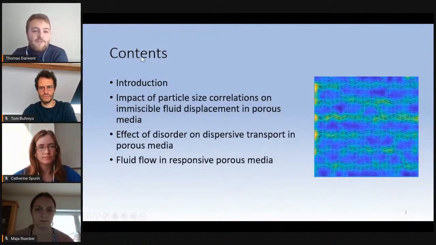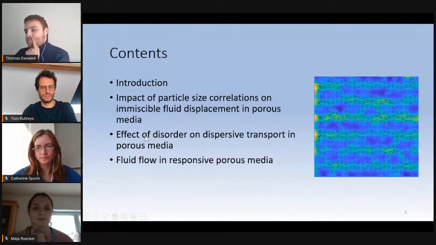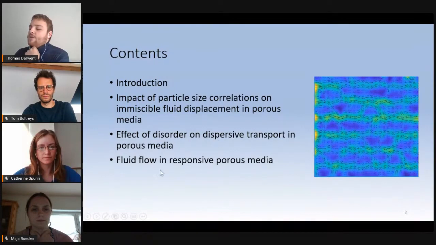So just a brief outline of what the talk will involve. I'll give a quick introduction to the projects and some of the manufacturing we use. And the 3 projects that have been the crux of my PhD involve looking at particle size correlations, how disorder has an effect on dispersive transport, and also fluid flow in a responsive porous media, and again, how disorder has an effect on that.